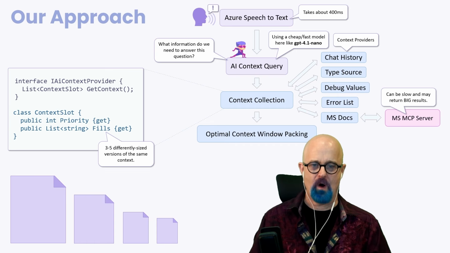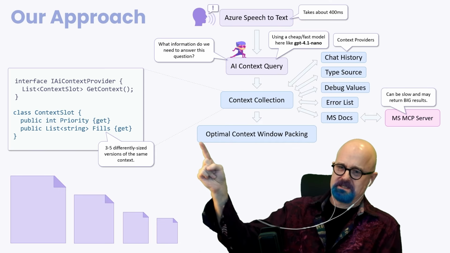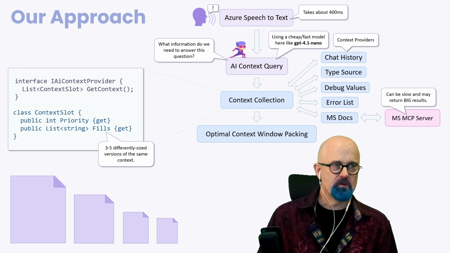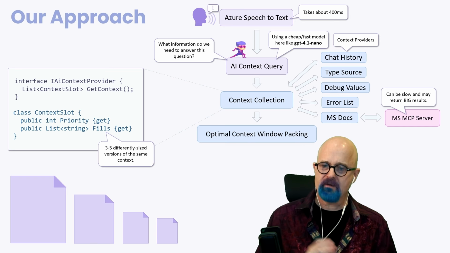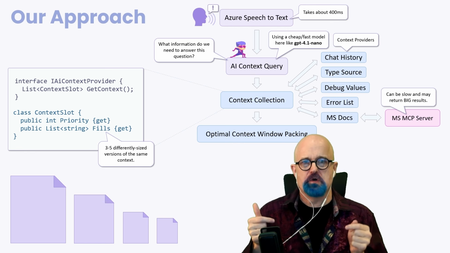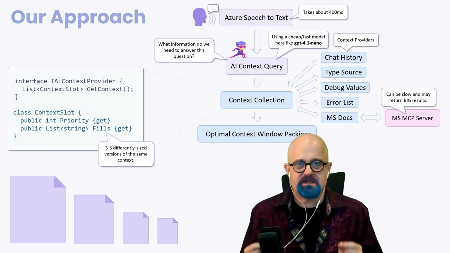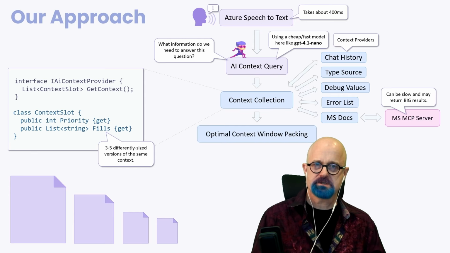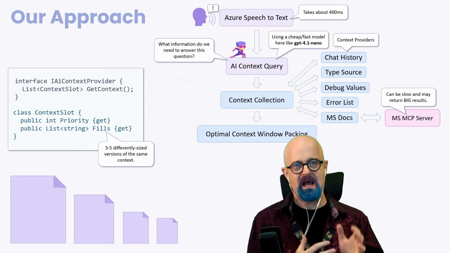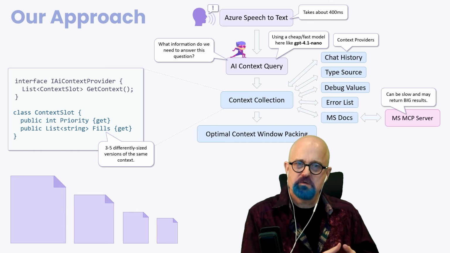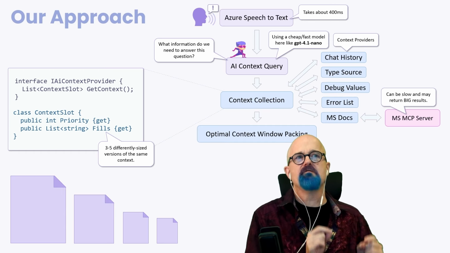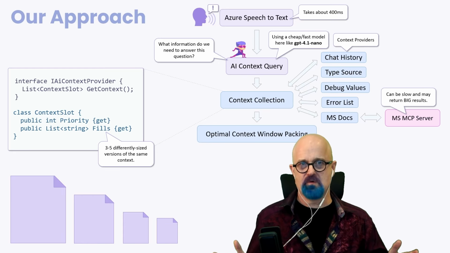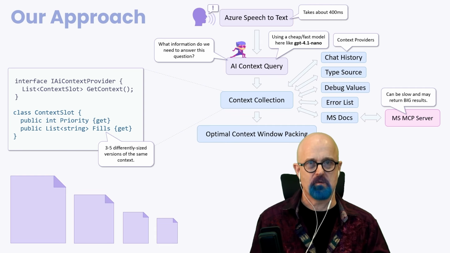Why? I'll explain why right now, because it's something called optimal context window packing. What we want to do is take potentially a lot of information and get it to fit into a small space, the context window that AI supports. Typically, especially with source code, it is easy to blast past that window. For example, on huge solutions, simply a list of all the type names in that solution can blast through the biggest context windows that we have available.